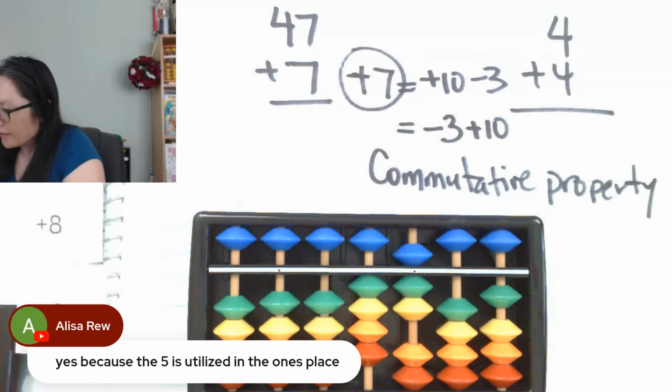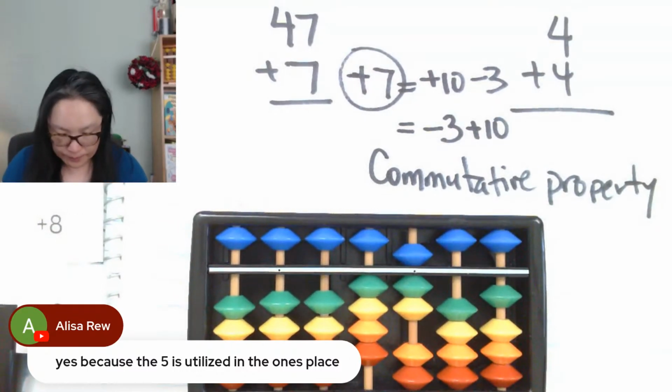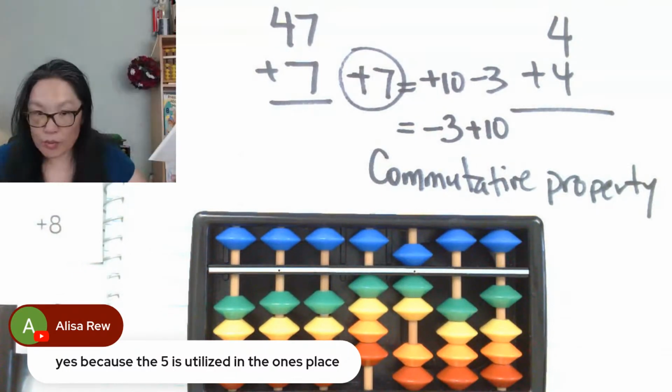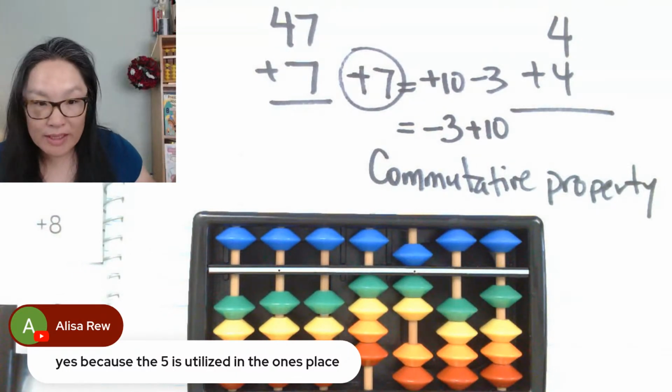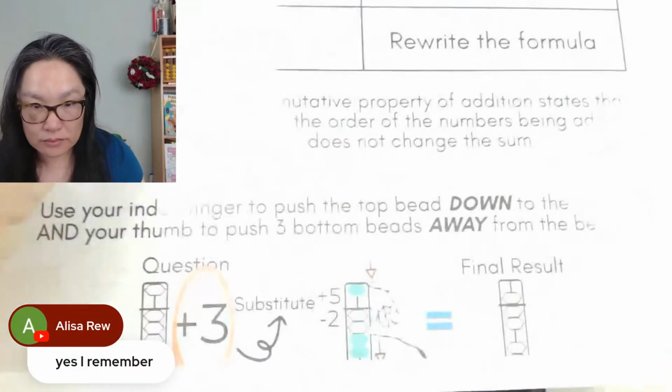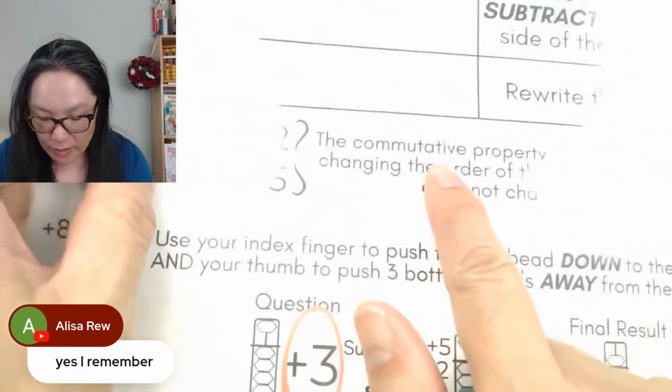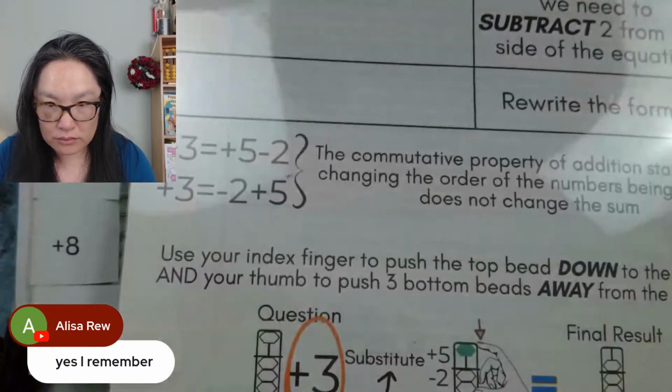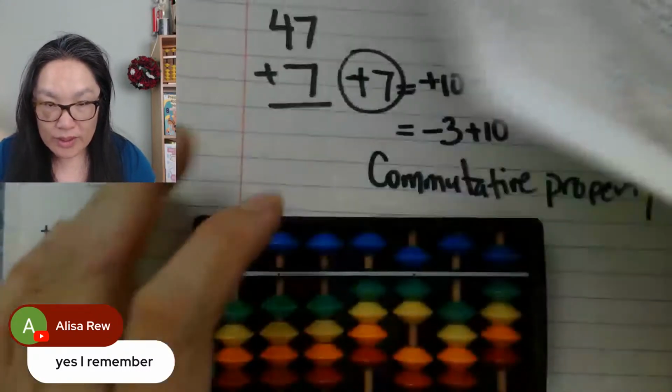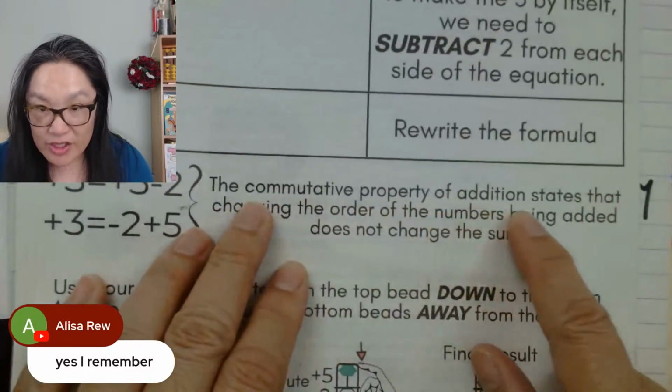So before I forget, I'm going to go through some. I'm just looking for my other papers. This is the one. So what is commutative property? Commutative property is when we take the property of addition states.